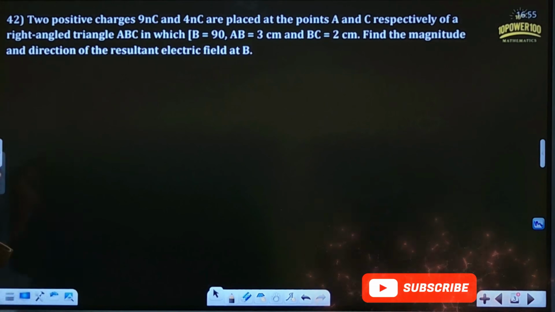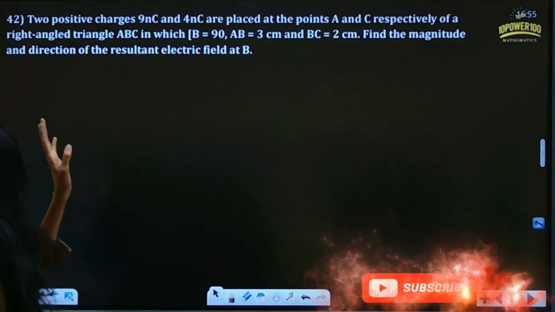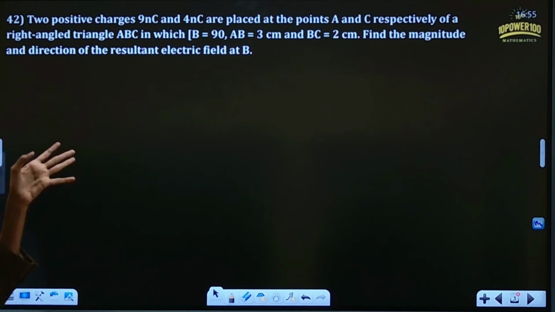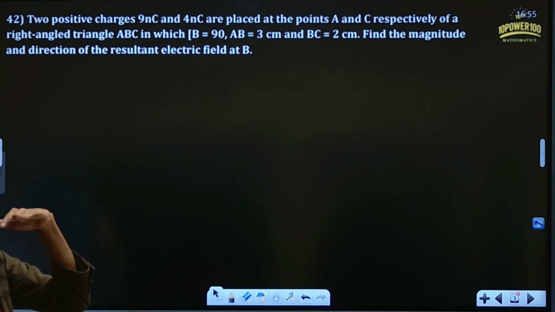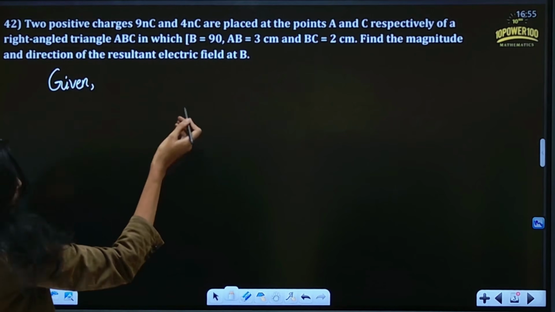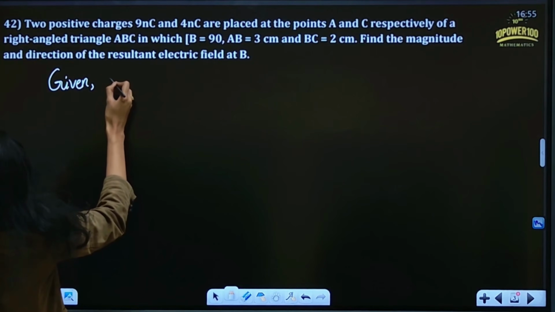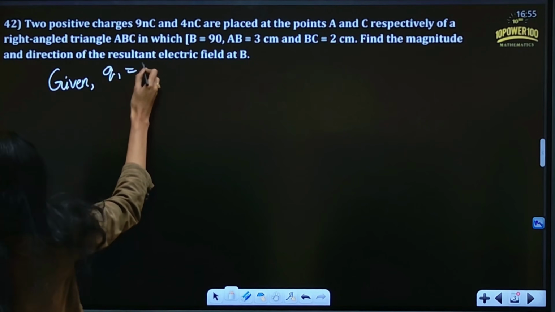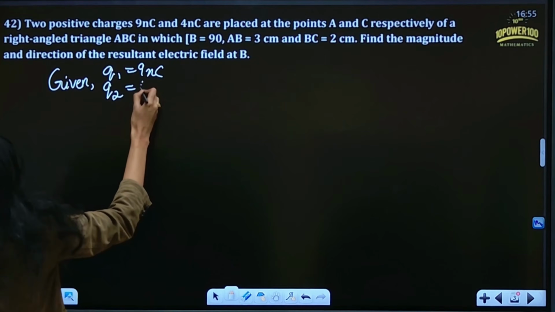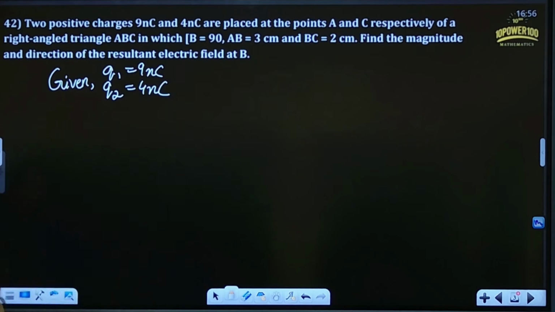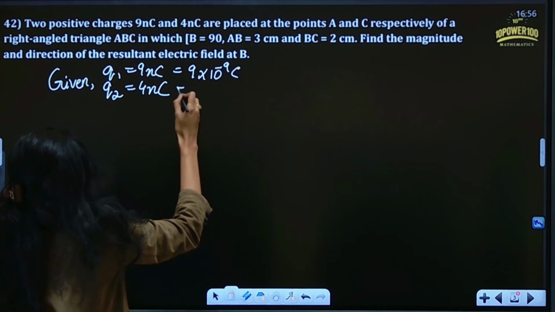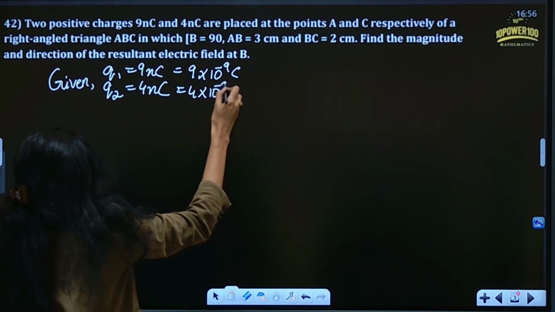So the 42nd question was: two charges of 9 nanocoulomb and 4 nanocoulomb are placed at A and C respectively of a right angle triangle in which B is 90 degree. Let us write what is given. First always write given. Let me take Q1 as 9 nanocoulomb, and Q2 is 4 nanocoulomb. We know that nano is 10 power minus 9 coulomb, so this is 4 into 10 power minus 9 coulomb.